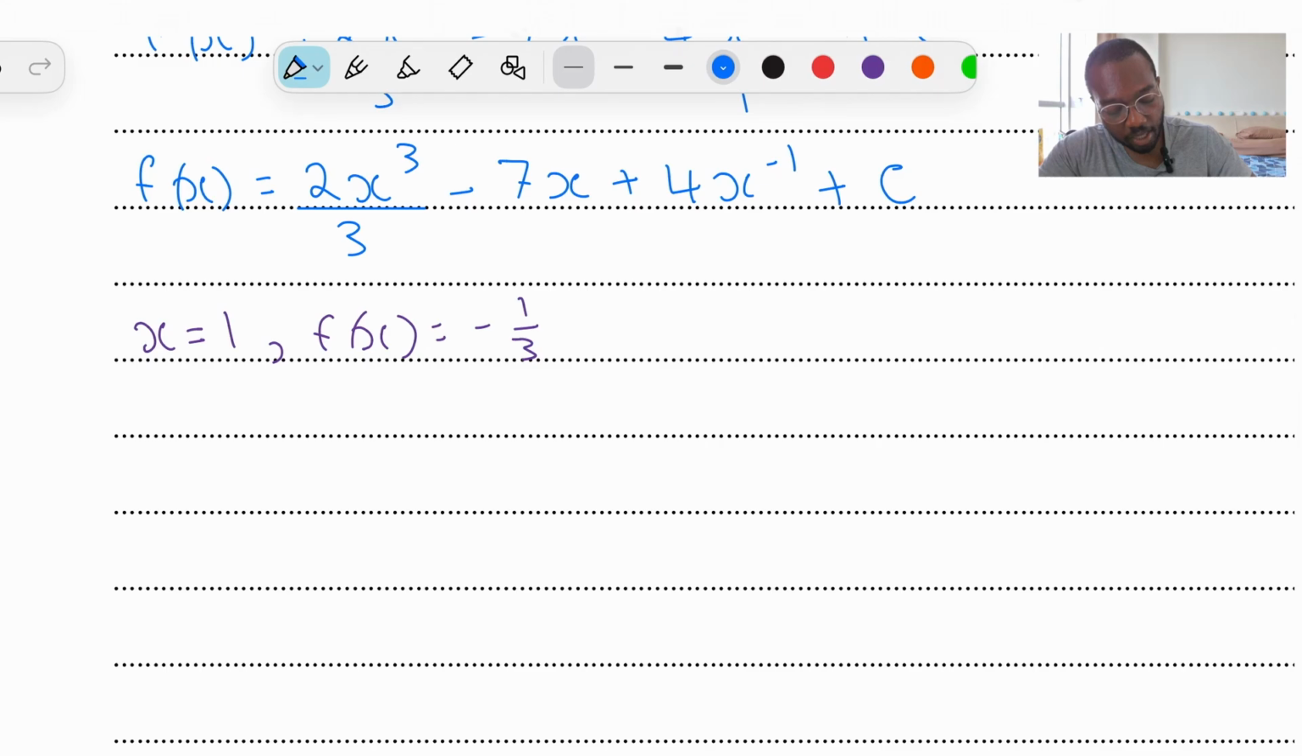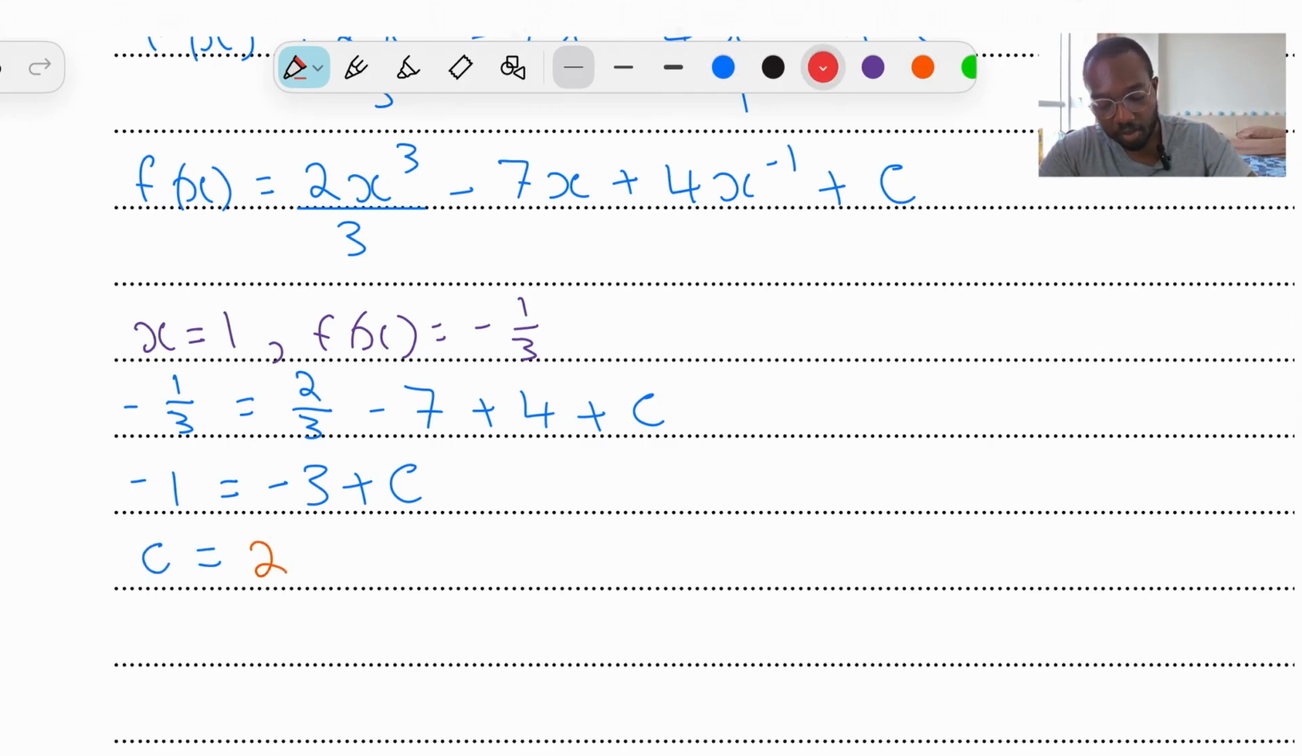Now we can put in these values to work out our c. So we have minus a third, and that is equal to 2 times 1 cubed over 3, which is 2 over 3. That will give us a minus 7. And for this one, it's just 1, so it would just be 4, plus c. Therefore, if we bring that minus 2 over 3 to the side, we get minus 3 over 3. So that would be minus 1 is equal to minus 3 plus c. Therefore, we get c as being 2.